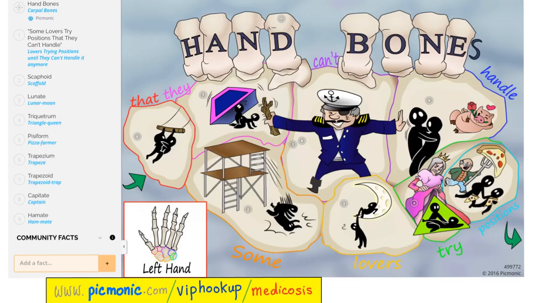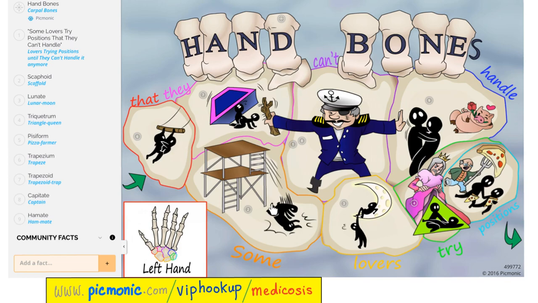Now, here is a brilliant way to remember your carpal bones. Thank you, Picmonic. Some lovers try positions that they can't handle. Many people know this mnemonic, but here Picmonic made it visual. Okay, so some lovers try positions that they can't handle. Some: scaphoid. You see those rowdy lovers? Yep, they were trying positions on the scaphoid.